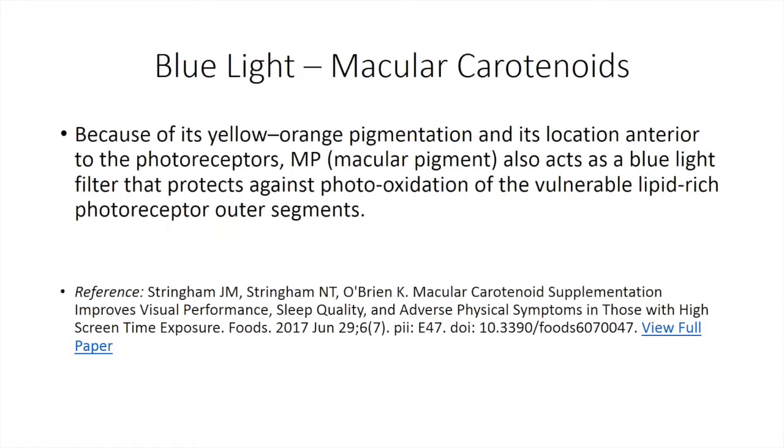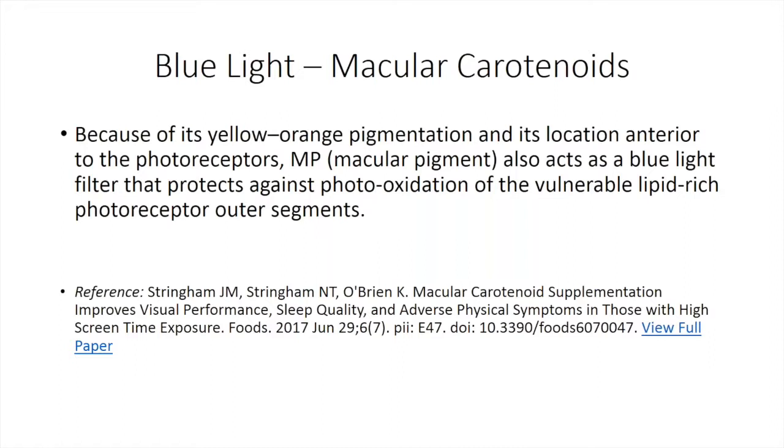Because of its yellow-orange pigmentation and its location in front of the photoreceptors, the macular pigment also acts as a blue light filter, and that's why the macular carotenoids are so useful. If you can increase the density, you can act as a better blue light filter, and it protects against the photooxidation of the vulnerable lipid-rich photoreceptors that I've been referring to with DHA earlier, outer segments at the back of the eye. So hugely important.